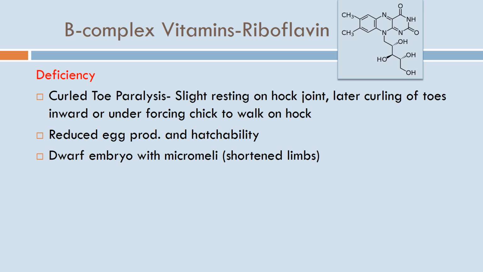Basically, it causes curling of the toes, and the birds slightly rest on the hock joint, later curling of the toes inward or under, forcing the chick to walk on the hock joint. They reduce egg production and hatchability. These are also common signs with other vitamin deficiencies. In the case of a developing embryo, there is a dwarf embryo with micromelia, shortened limbs.